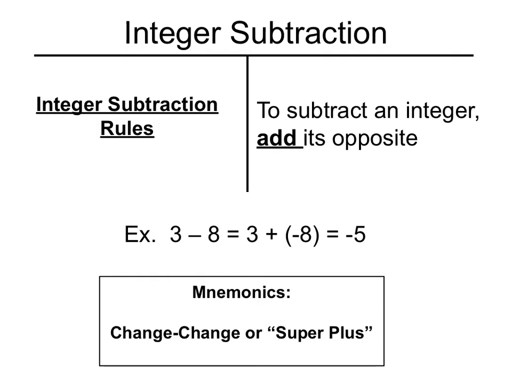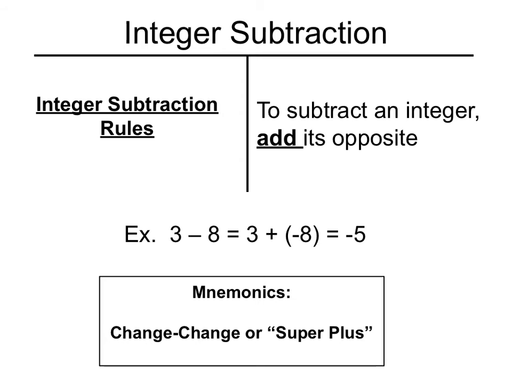So if we look at our example, I have 3 minus 8. The first number stays the same. We're going to call that taboo. Taboo means you don't touch it. That subtraction now becomes an addition. And the opposite of a positive 8 is a negative 8. So now my expression is 3 plus negative 8, which you know how to do with the addition rules. Same signs add and keep, different signs subtract. 8 minus 3 is 5. Keep the sign of the higher number, negative.